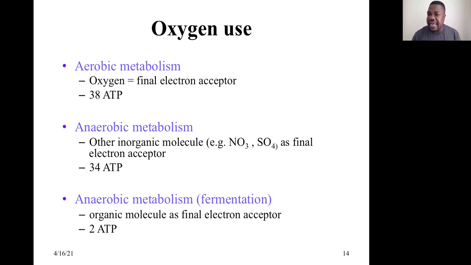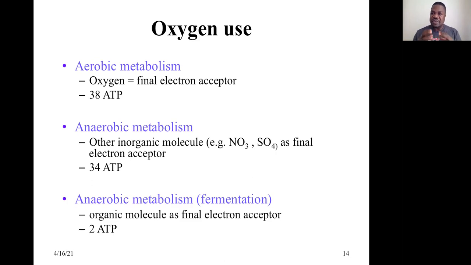They generate 38 ATP. We can have anaerobic bacteria or anaerobic metabolism. So they use other inorganic molecules as electron acceptors, like nitrate and sulfate. They can still generate more ATP. And we have another type of anaerobic bacteria, especially the strict anaerobic bacteria, who rely on fermentation, and they use flavoproteins as a final electron acceptor. They can only produce 2 ATP.